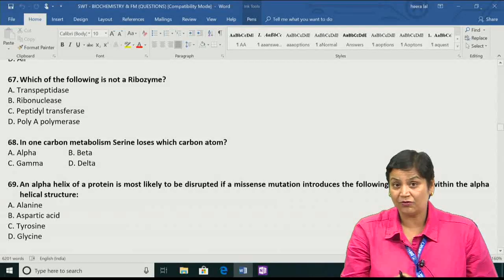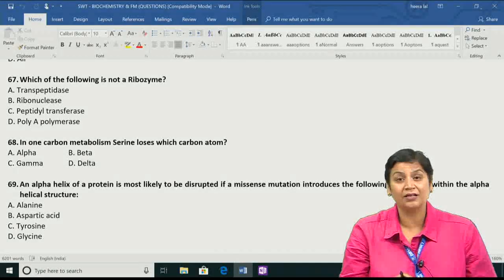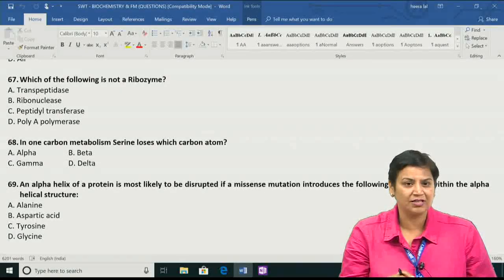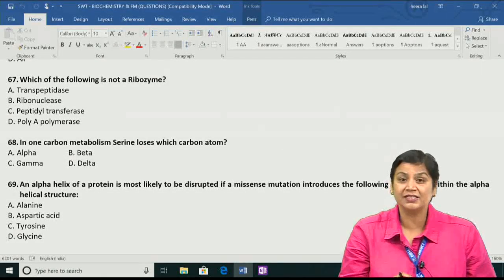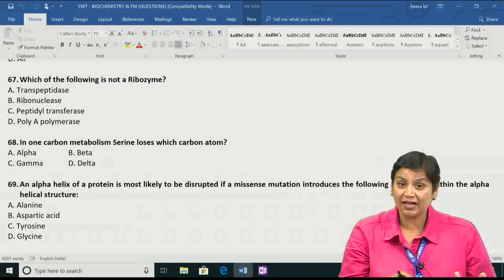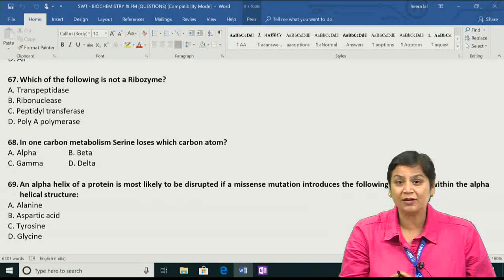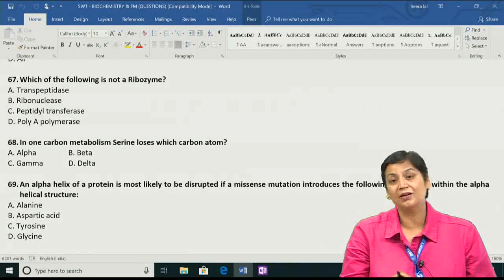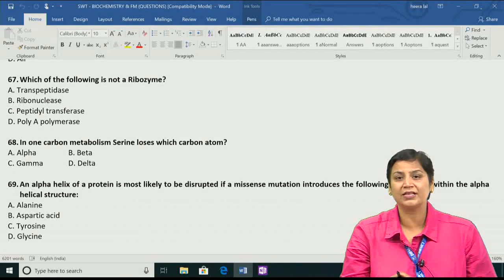Transpeptidase, where a peptide bond is involved. This is nothing but an enzyme required in translation. Ribonuclease digests nucleic acids, where again RNA is involved, so it is a ribozyme. Peptidyl transferase is again a very important enzyme of translation, transferring a peptide group.